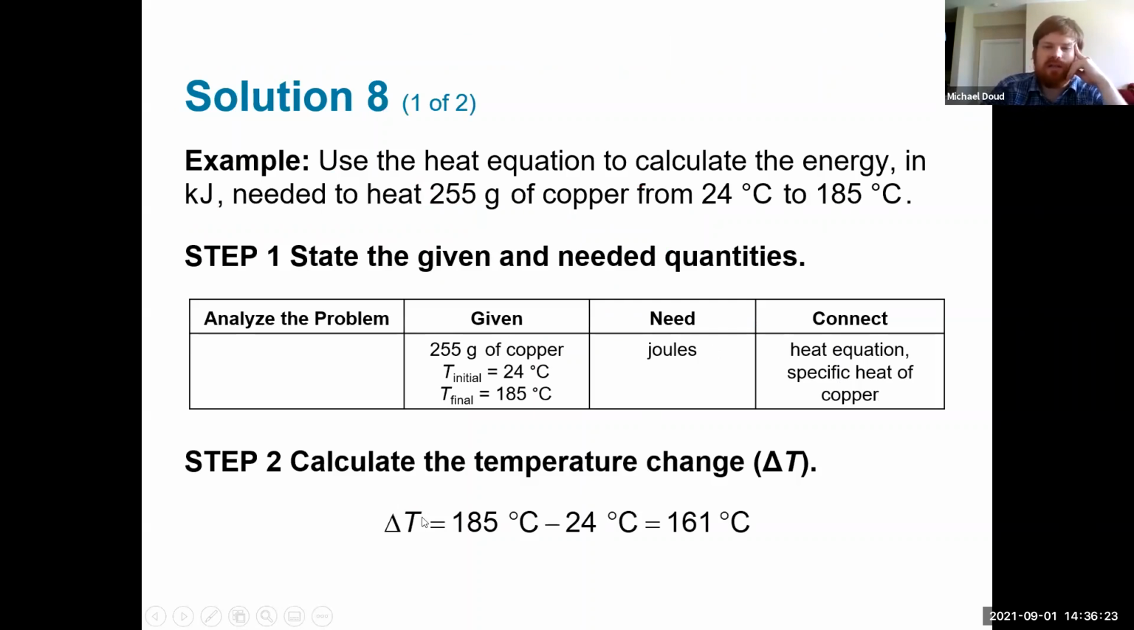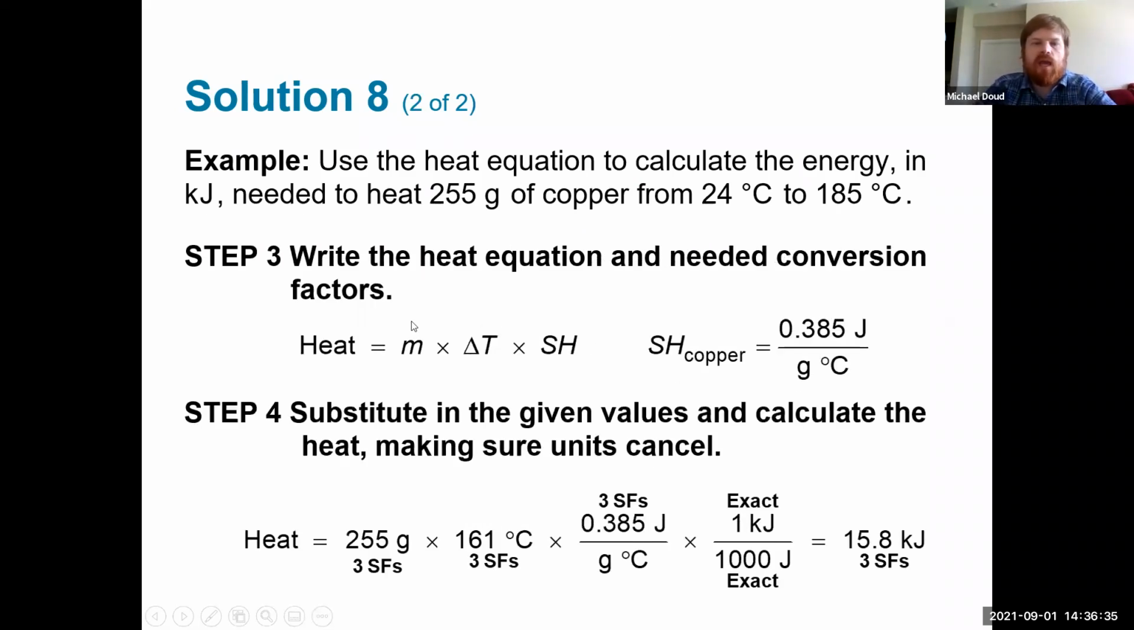We know that we can calculate the delta T based on 185 degrees Celsius as the final temperature, minus 24 degrees Celsius, for a total of 161 degrees Celsius. Okay, we multiply the mass, which we're given, times the delta T, times the specific heat, which we looked up again was 0.385 joules per gram degree Celsius. Okay, so we have 255 grams for the mass, times 161 degrees Celsius for the change in temperature. Then the specific heat, 0.385 joules per gram degree Celsius.